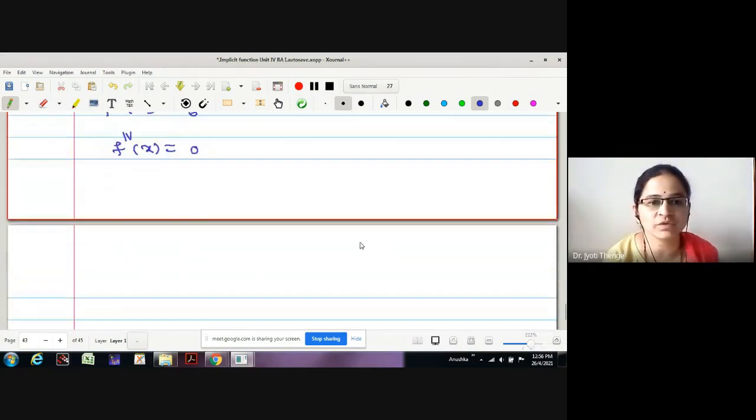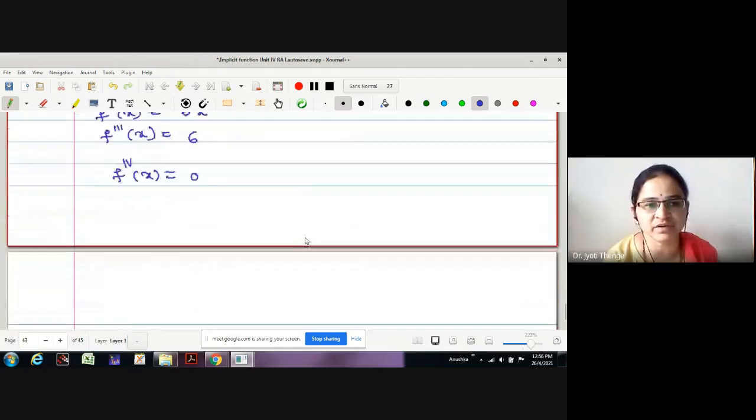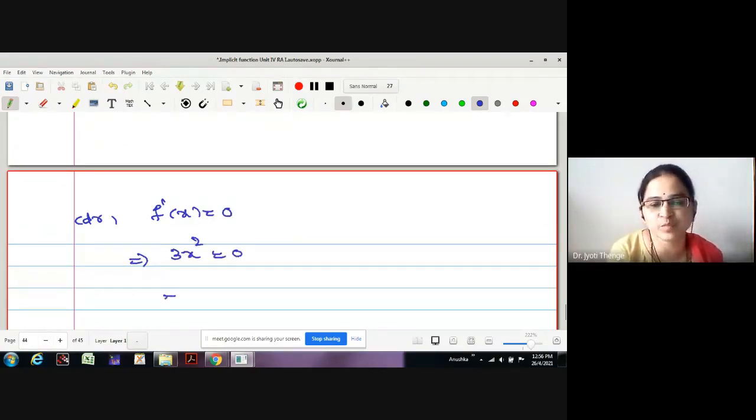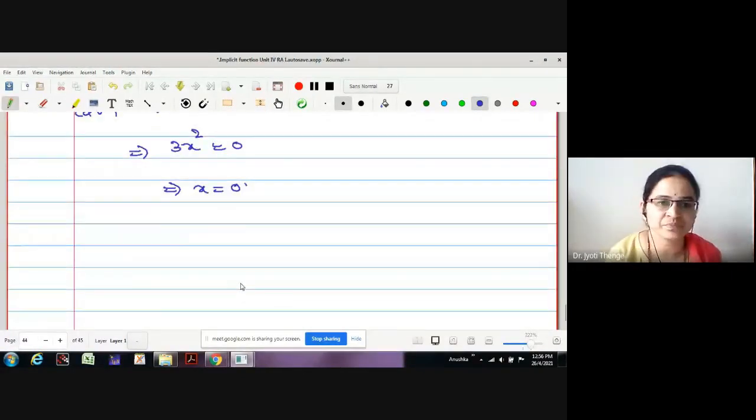Right? Now we want to find out the point at which the first derivative is 0. Consider f dash of x equal to 0. What is f dash of x? 3x square is equal to 0. Therefore, which point have we obtained? x equal to 0. Correct?